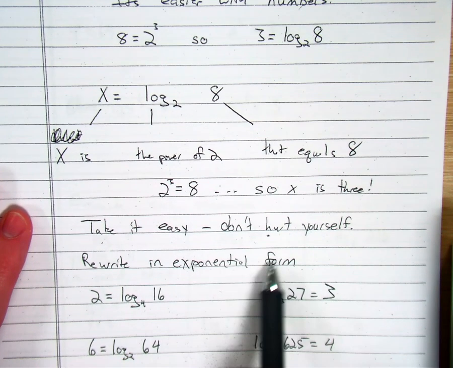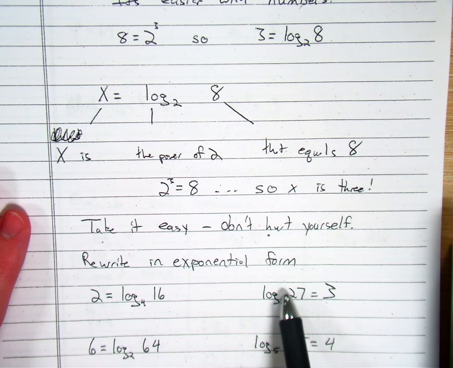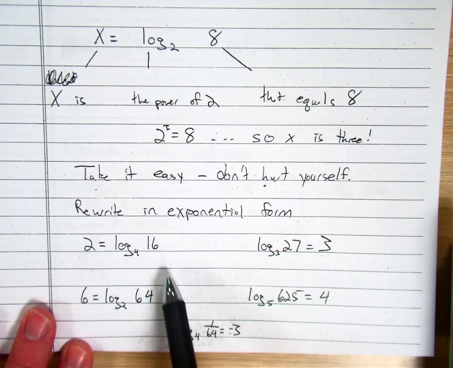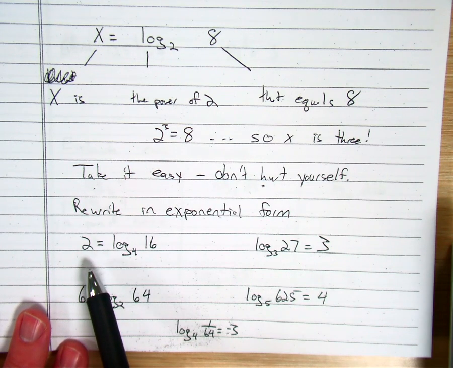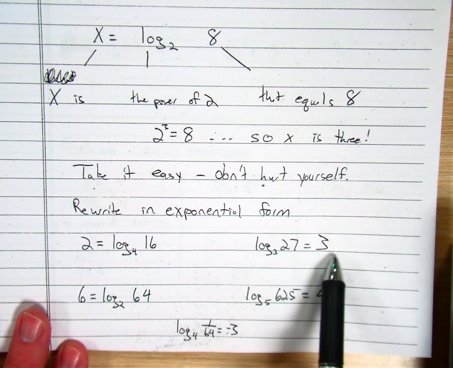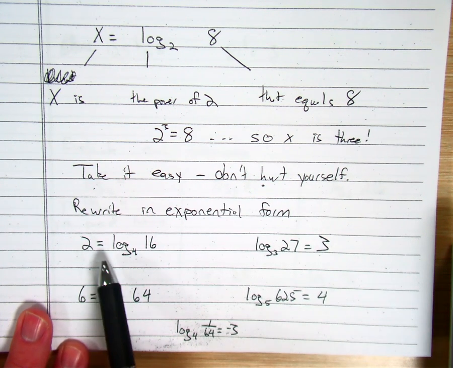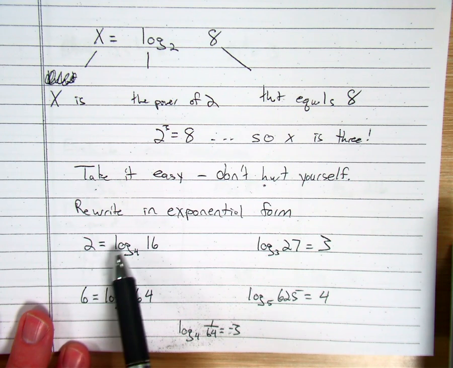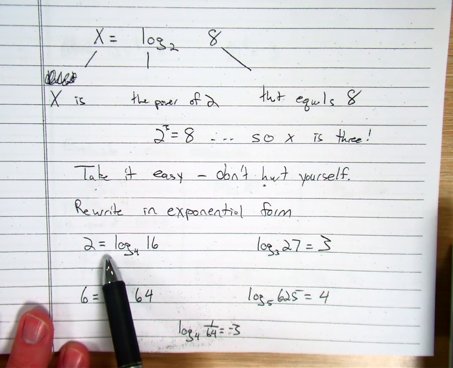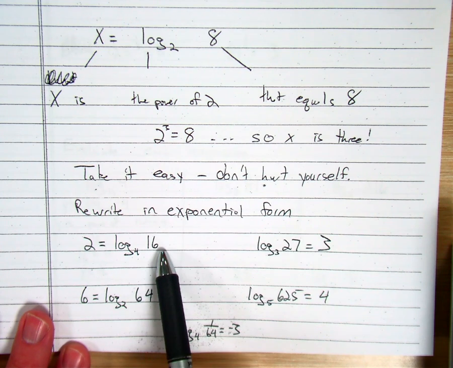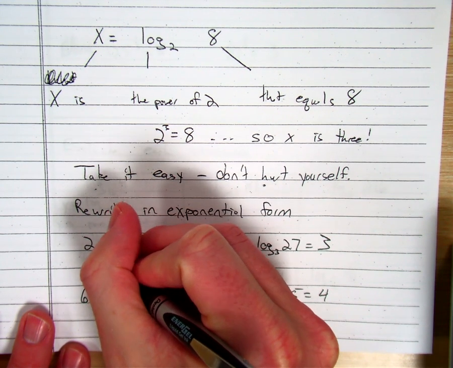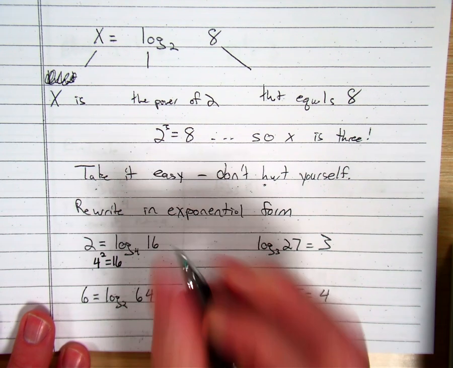Don't hurt yourself. Let's try rewriting these logs in exponential form. Okay? I'll do the first one here with you, and then we'll push pause, and you can try to rewrite them. Maybe I'll do the first two, because this side it looks like I turned it around. Okay? 2 equals log base 4 of 16. So 2 is the power of 4 that equals 16. So 2 is the power of 4. 4 to the second power equals 16.